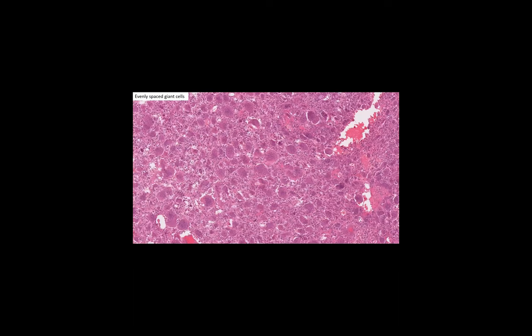The lesion was curetted, and we can see a low power view of the tumor in this field. We take a closer look and we see that we have abundant giant cells. So this is a giant cell rich tumor. And when I look at this pattern, I see that the giant cells are very evenly spaced.